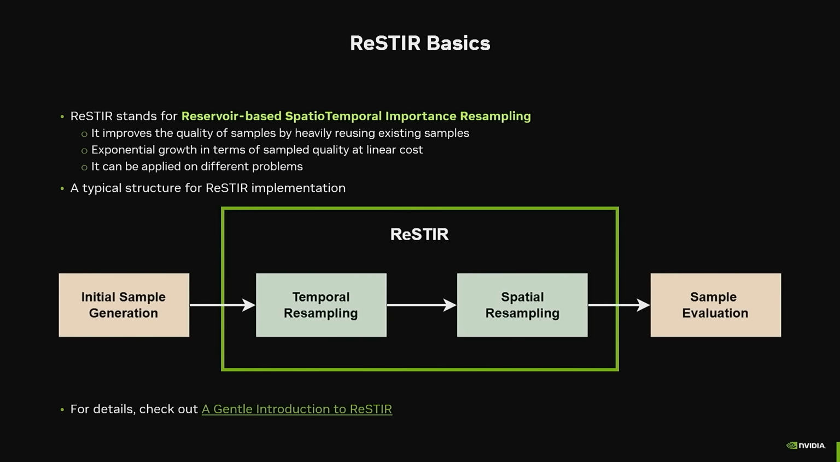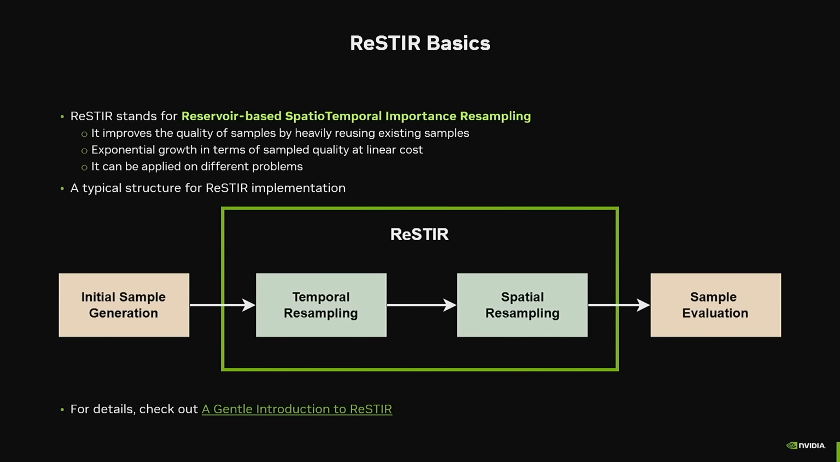It is a method that we can use to improve sample quality by reusing existing samples rather than creating new ones every time. It offers exponential growth in terms of sample quality, but only at linear cost. The method can also be applied to many other generic Monte Carlo problems that are not computer graphics specific. A typical structure of a ReSTIR implementation looks like this. It starts with the initial sample pass. First of all, we generate a sample based on some PDF.